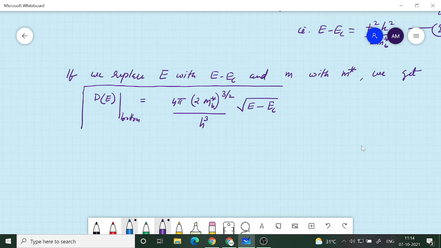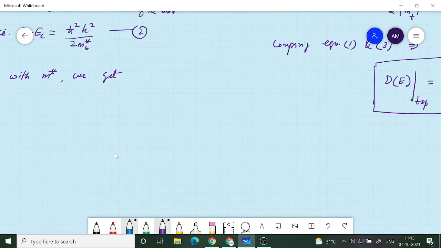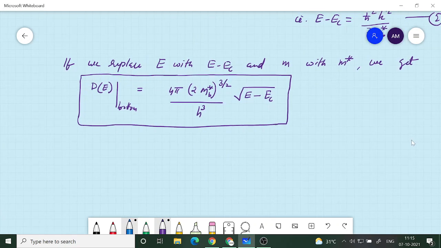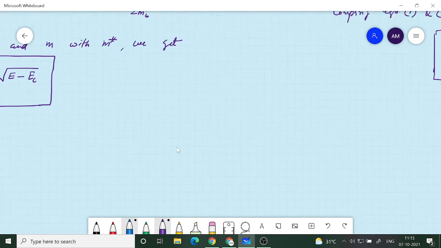Any question regarding this? Any questions? Is it clear? Density of states. What is density of states? What do you mean by it? Okay, so if it is clear, then we can plot these expressions. Density of state as a function of energy we can plot.